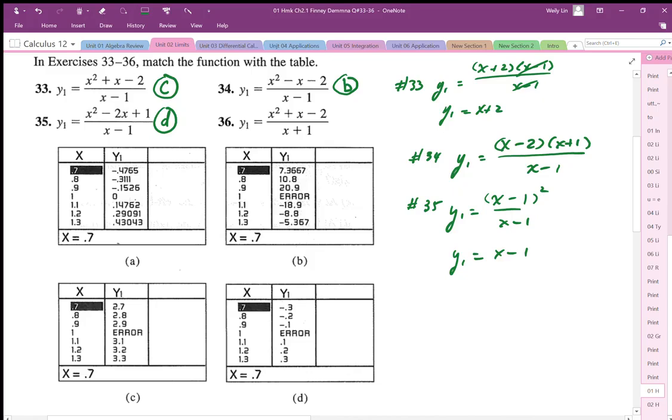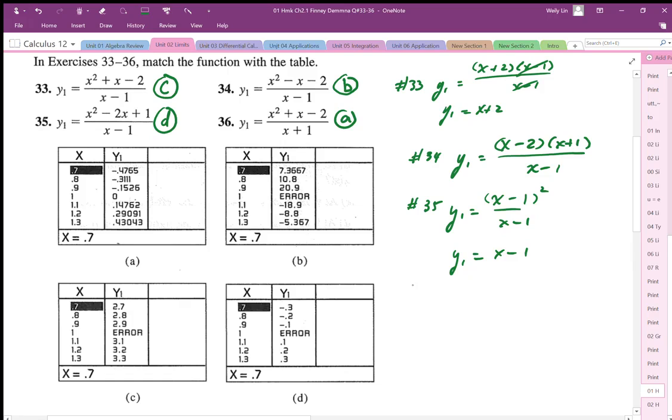By default, A will be the value for 36. So this is going to be A, but we can confirm this again. Notice that at x equals 1, y equals 0. So there's no vertical asymptote or restricted value at positive 1.